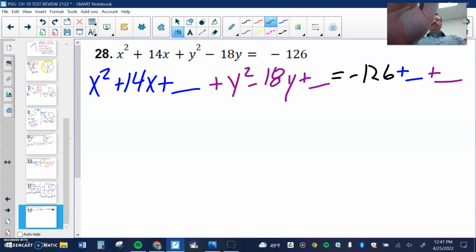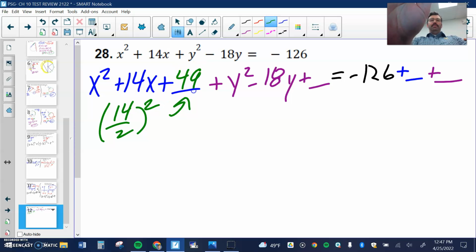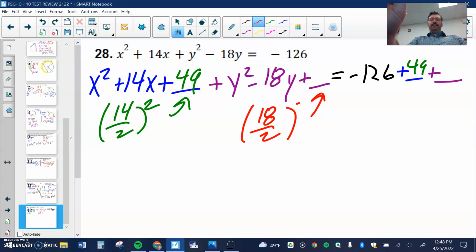To figure out what goes into this blank, I take half of the 14 and then square it. Half of 14 is 7. 7 squared is 49. Same idea here: half of 18 is 9. 9 squared is 81.